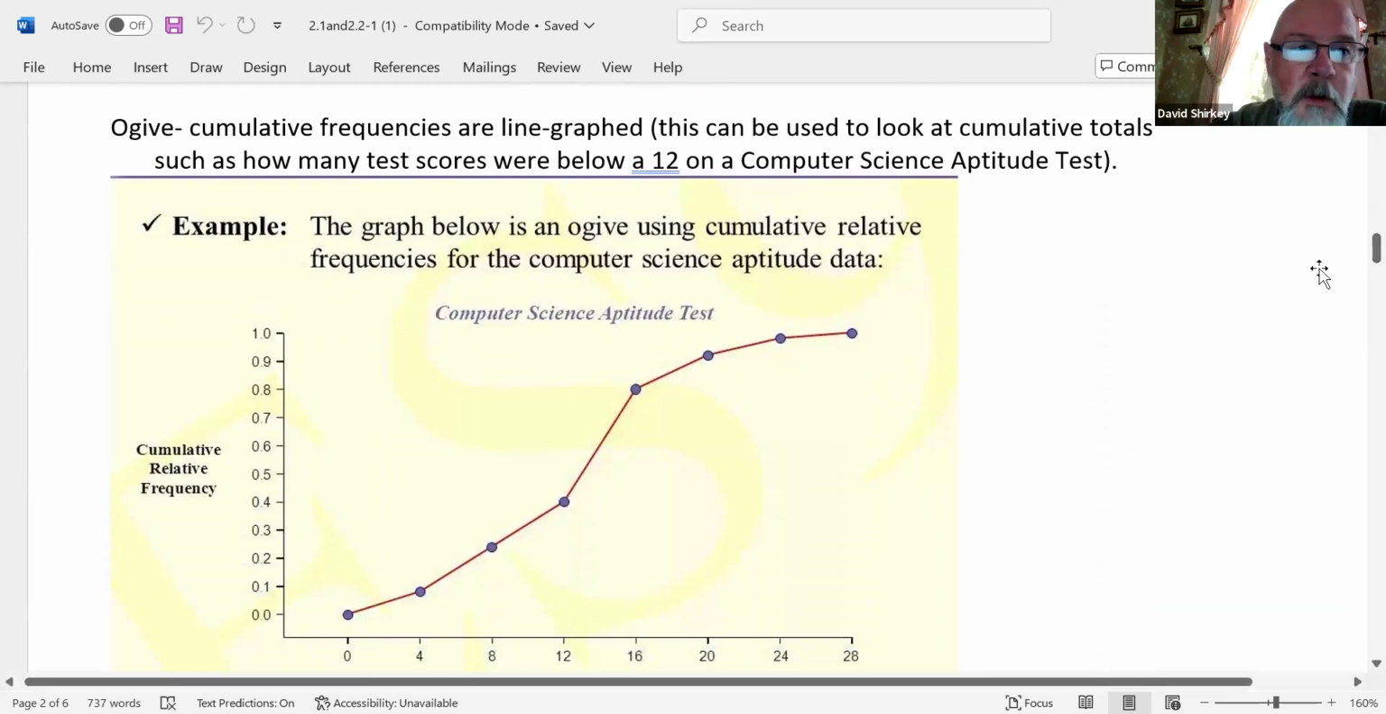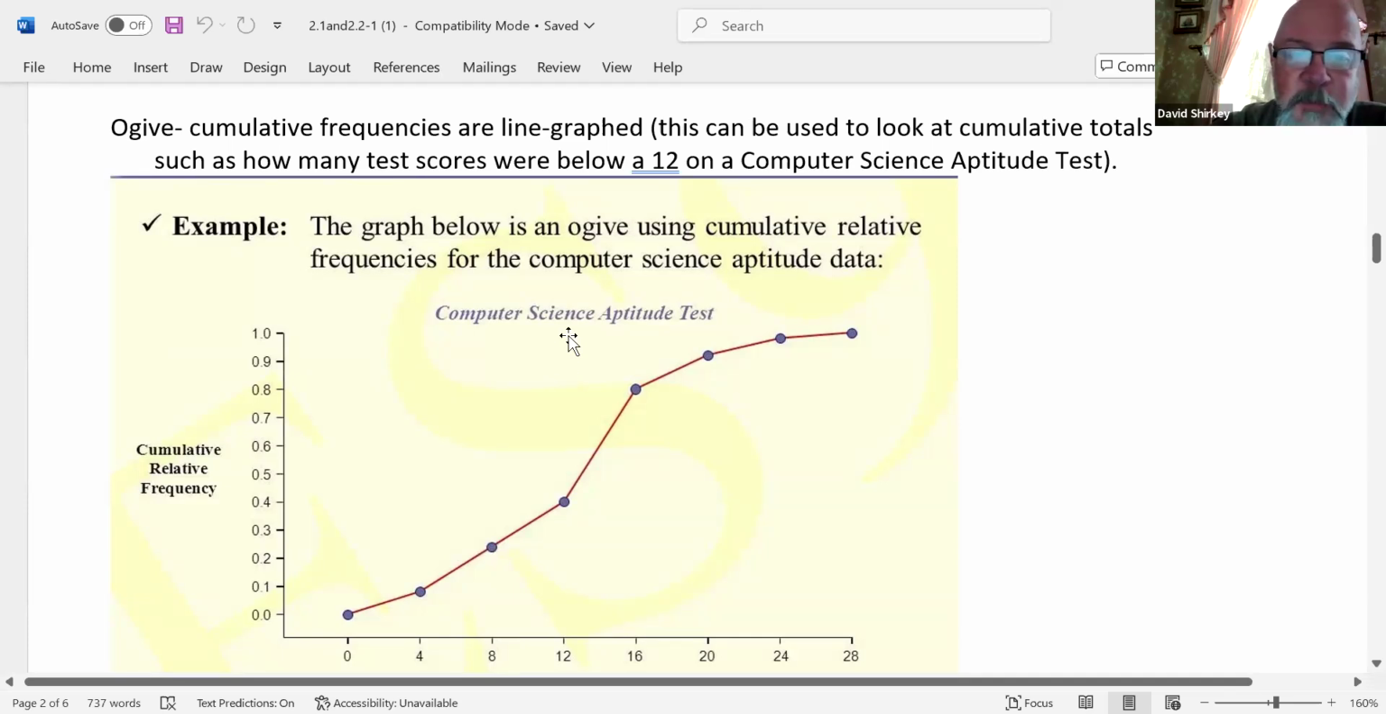You also have something called an ogive, is how that's pronounced. And you're looking at cumulative frequencies. So like you have a frequency for the first dot here at 0 and then at 4, you have that frequency and then you add those together with the other data and you get to the next frequency and so on, and then you connect the dots.